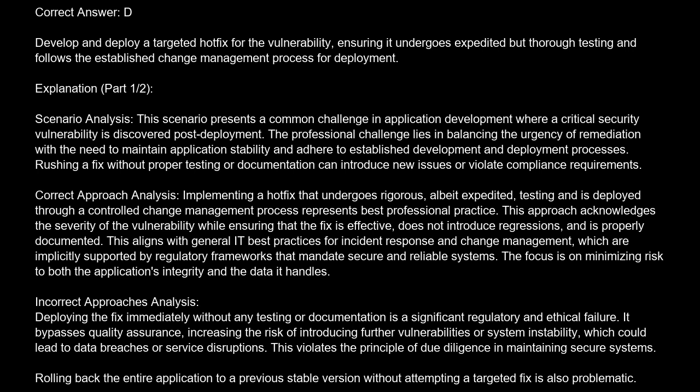Incorrect approaches analysis. Deploying the fix immediately without any testing or documentation is a significant regulatory and ethical failure. It bypasses quality assurance, increasing the risk of introducing further vulnerabilities or system instability, which could lead to data breaches or service disruptions. This violates the principle of due diligence in maintaining secure systems.